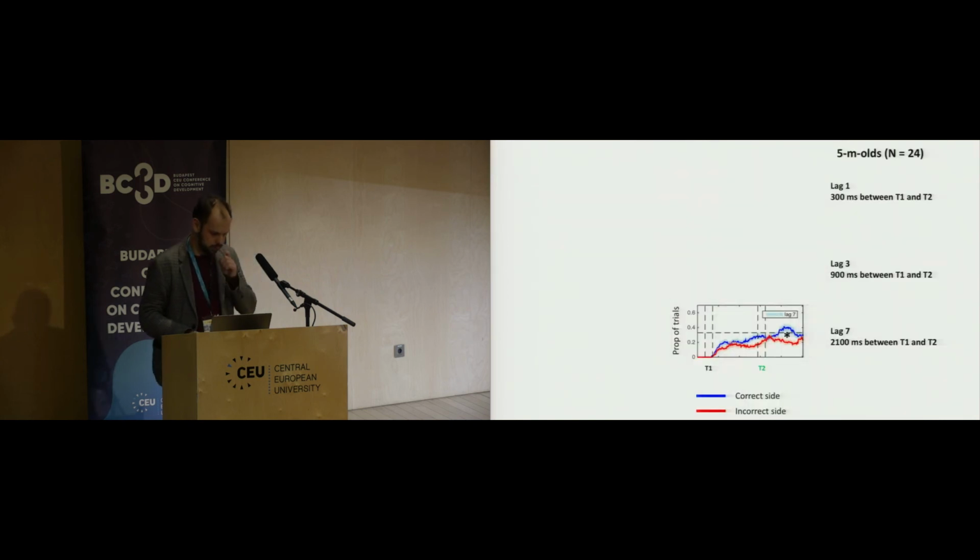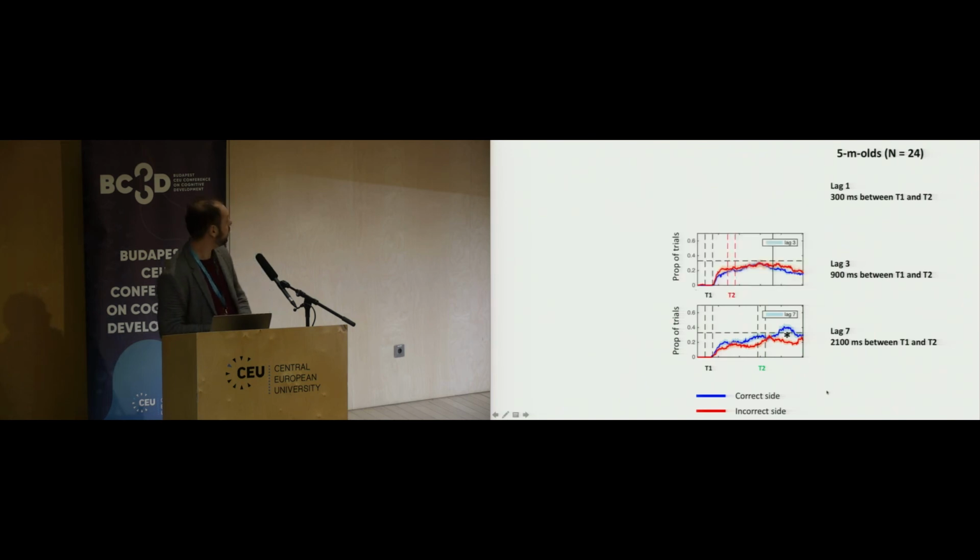So those are the results. Here we tested 5-month-olds. And let's start with the latest lag, so the lag 7. Here you have the appearance of the first face between these 2 dotted lines. And then the second face is appearing here, that is 2 seconds and 100 milliseconds later. In blue, you have the proportion of trials where infants look toward the correct side. In red, the proportion of trials where they look toward the incorrect side. And what you can see is that infants tend to look more often toward the correct side, suggesting that they have seen the face in these trials.